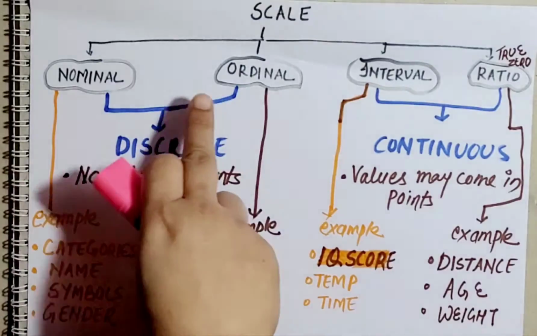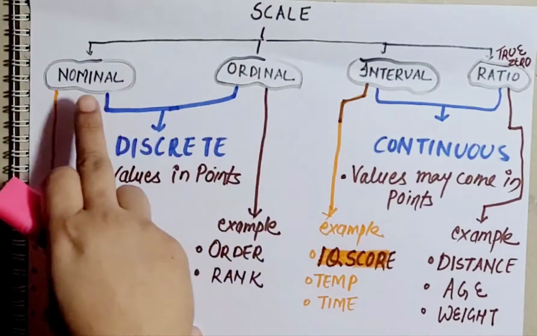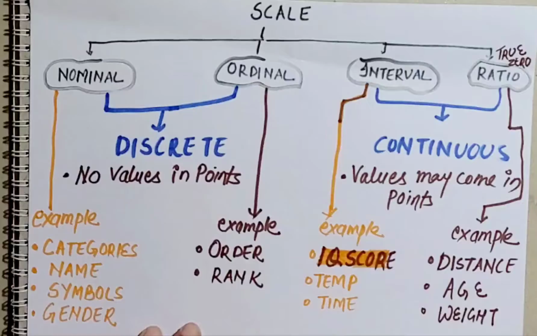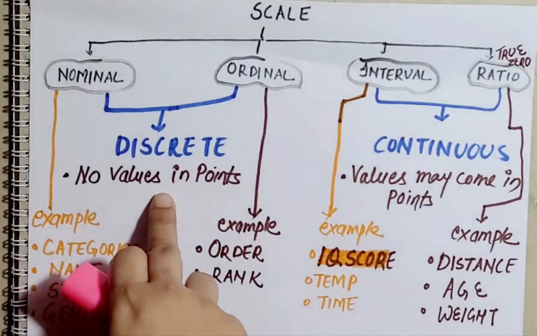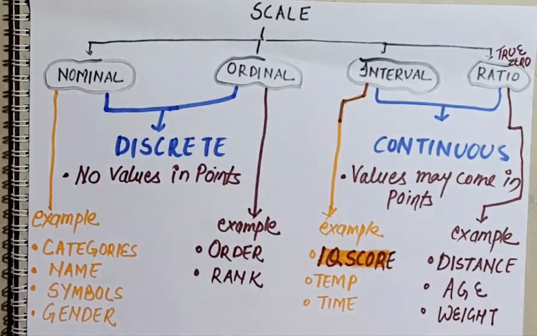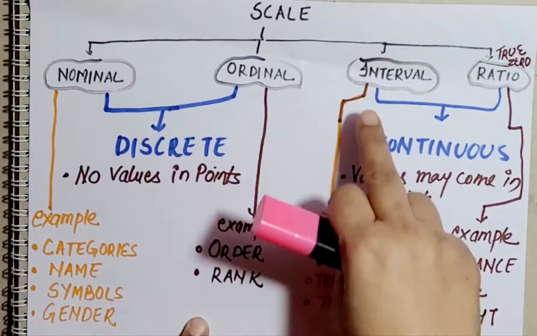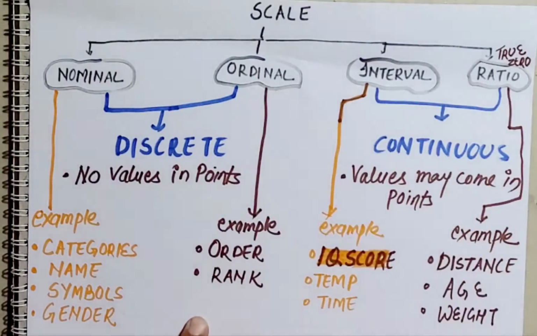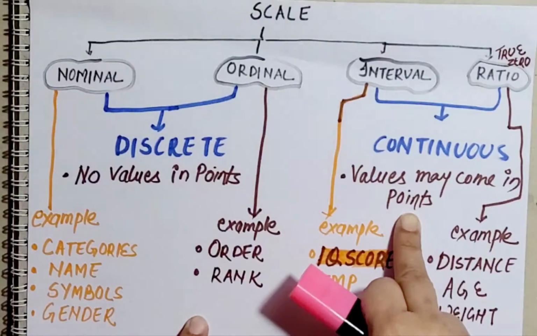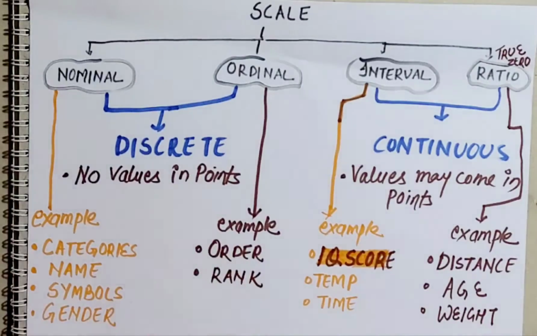So when we talk about nominal and ordinal scale, these two are discrete scales. Now what are discrete scales? Here we always get whole values. We never get any value in points. But when we talk about interval and ratio, this is a continuous scale, and in continuous scales, values may come in points. Okay, here we can get values in points. So, what are the examples of nominal, ordinal, interval and ratio? By using examples, we can get more clarity.